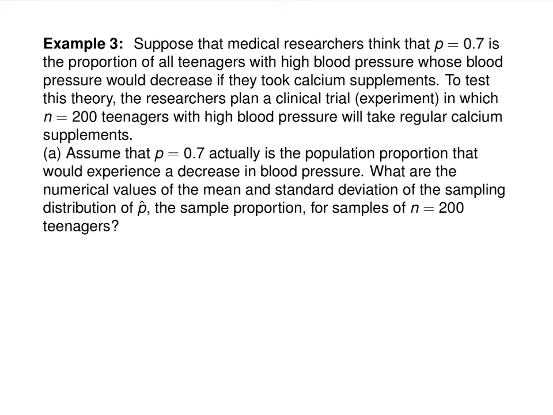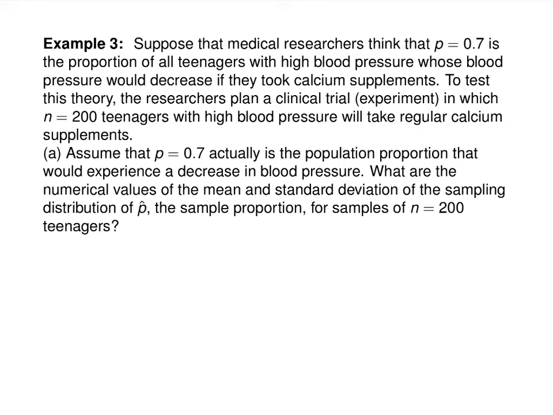Suppose that medical researchers think that p equals 0.7 is the proportion of all teenagers with high blood pressure whose blood pressure would decrease if they took calcium supplements. This is their guess. To test this theory, the researchers plan a clinical trial or experiment in which 200 teenagers with high blood pressure will take regular calcium supplements.